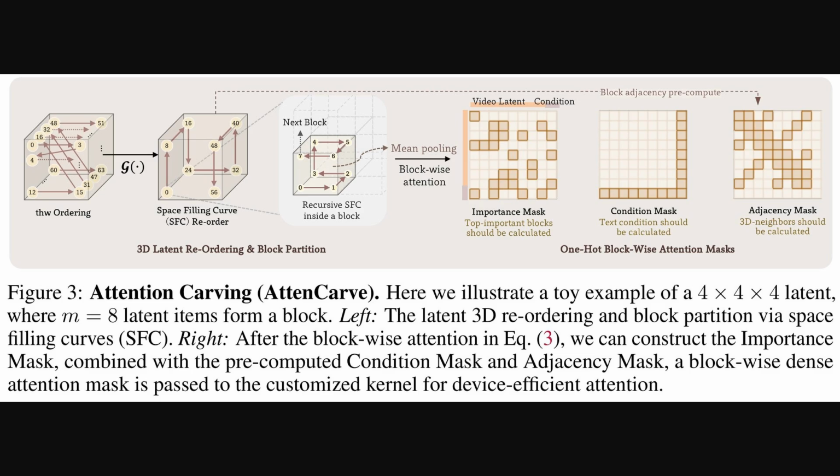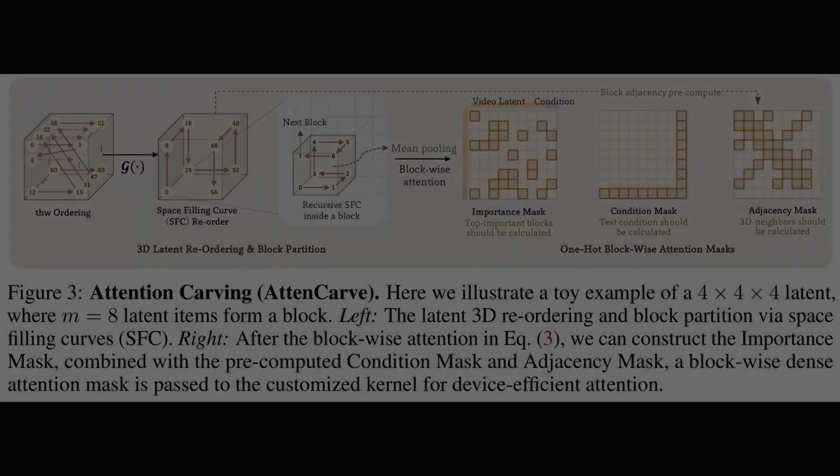On the right, we see how Jenga then selectively computes attention. Attention is the mechanism that helps the model weigh the importance of different data blocks to each other. Instead of looking at all blocks, it uses specific masks: an importance mask for the most relevant blocks, a condition mask to ensure text prompts are properly handled, and an adjacency mask to include neighboring blocks, which helps maintain smooth transitions and avoid visual artifacts. This blockwise approach is what makes the attention process much more efficient.